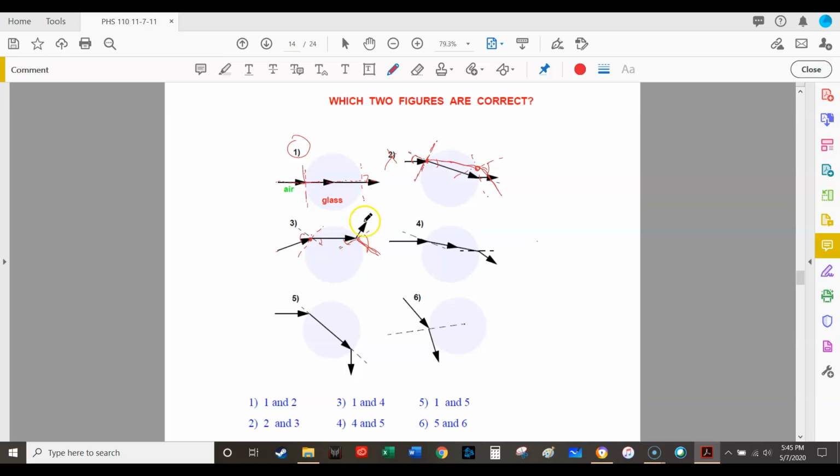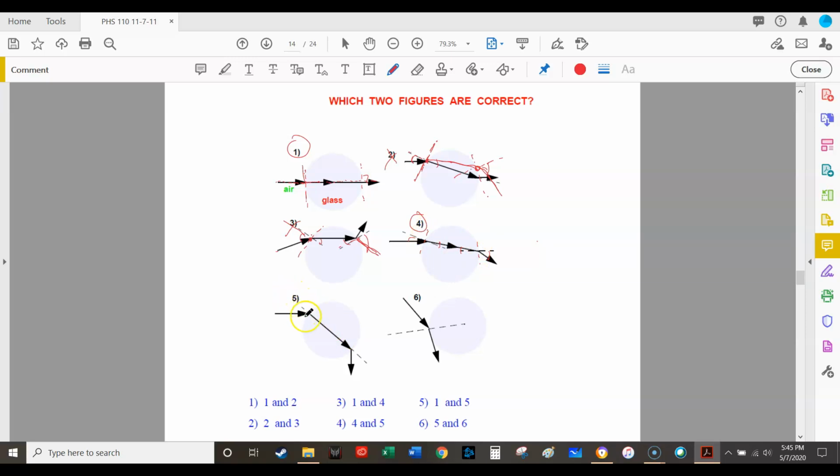Right here. It shouldn't be reflecting off the normal. So 3 is incorrect. Number 4, it comes in, bends towards normal. That looks good. And it's continuing along there. And then it bends away from the normal. So number 4 looks like it's correct. And they actually have those normal lines drawn correctly.